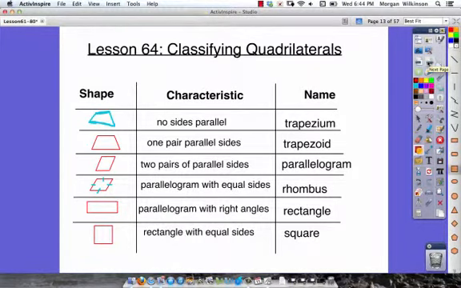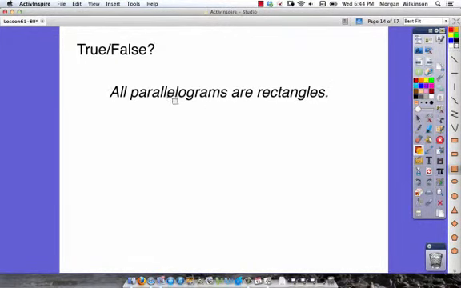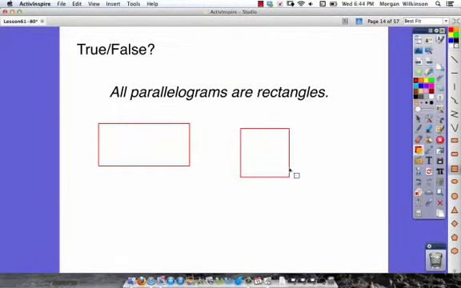Let's move on to our next example. True or false. All parallelograms are rectangles. Well, if we look at a rectangle, we've got it. And this is definitely a rectangle, and it's definitely a parallelogram. So, parallelograms are rectangles? That's true. But let's look at another. Let's look at this one. A square. A square is a parallelogram because it has two pairs of parallel sides. This is also a rectangle because it has all angles 90 degrees. A square is a special type of rectangle.